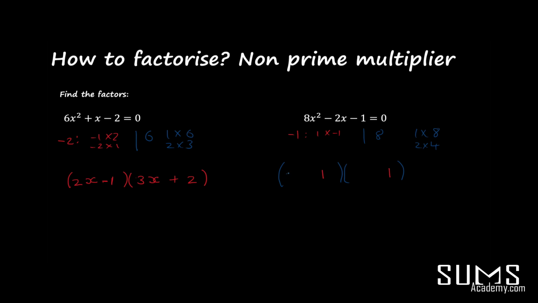So if I put 2x there, 4x there, and I want the difference to be negative 2. Okay, so I'm going to want this 4 to be negative, so I'm going to have to make this a negative, and I want this. So it's going to be 8x minus 4x plus 2x, giving you 2x total. Okay, so there's your thing there.